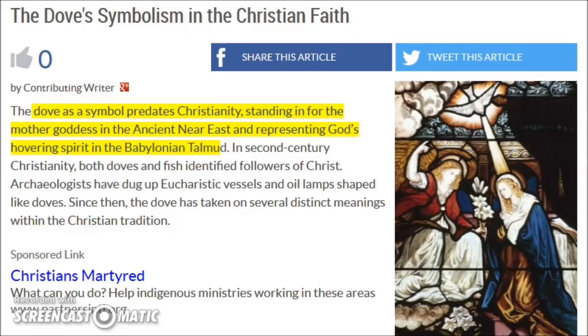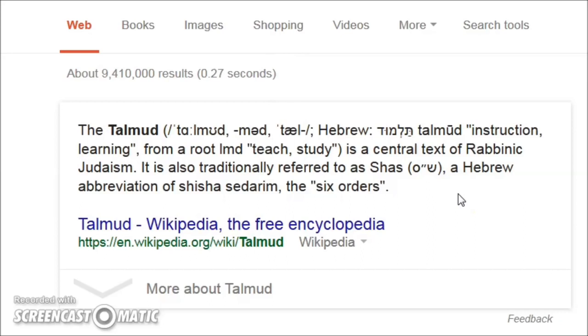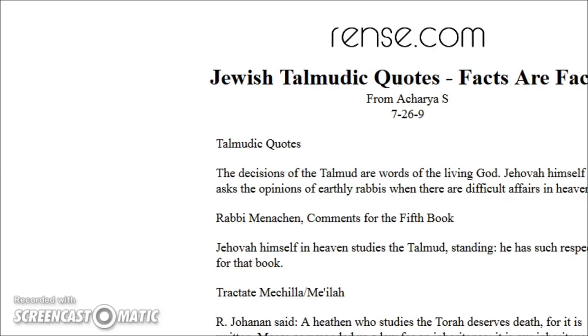We read that the dove, as a symbol, predates Christianity, standing in for Mother Goddess in the ancient Near East, and representing God's hovering spirit in the Babylonian Talmud. All right, the Babylonian Talmud refers back to the Egyptian days, and what is the Talmud? It is the instruction, learning, from a root to teach or study. It is a central text of rabbinic Judaism. It is also traditionally referred to as Shas, a Hebrew abbreviation of Shisha Sedarim, the six orders. I'm sure I mispronounced that. And here we go over to the Talmud, some quotes from the Talmud, which I think you'll find fairly interesting.